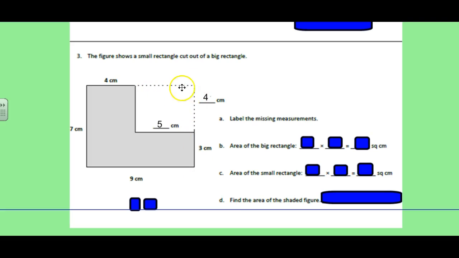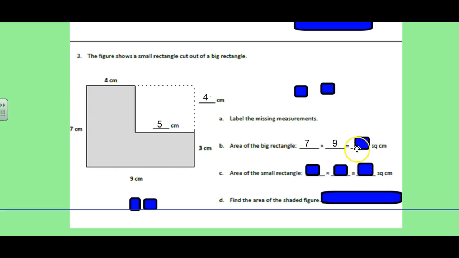So now we know what we can use to help us find the area of this white rectangle, since we have a side length of 5 and a side length of 4. So we have done part A, but now we need to work on the rest of these parts. Part B says that we have to find the area of the big rectangle, so this whole big rectangle. We know that this side length is 7 centimeters, and we know that this side length is 9 centimeters. So we're going to put that in these blanks on our paper, because we multiply those together to get the area of the large rectangle.